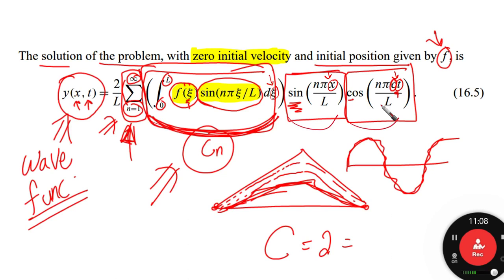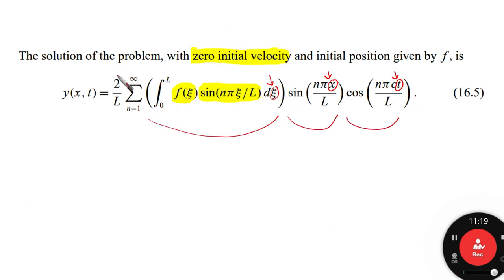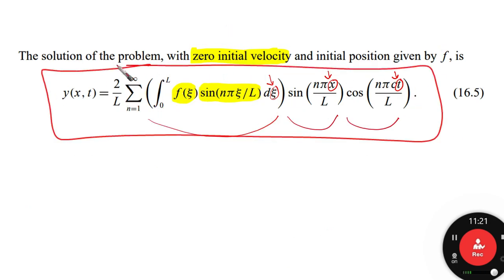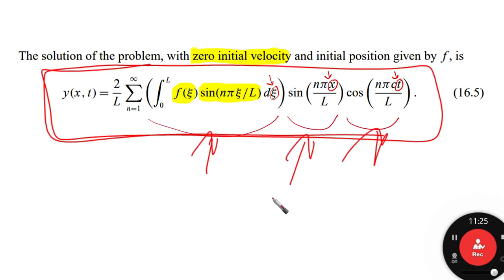So this is what we can understand from the wave function based on zero initial velocity. I want you to remember this equation. It's very simple and easy to remember if you keep these three terms as I have mentioned to you.